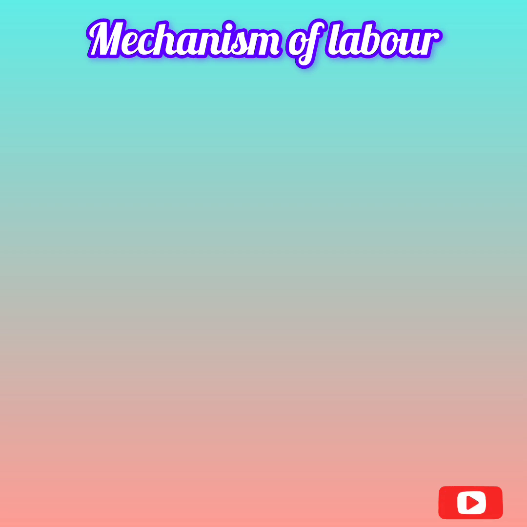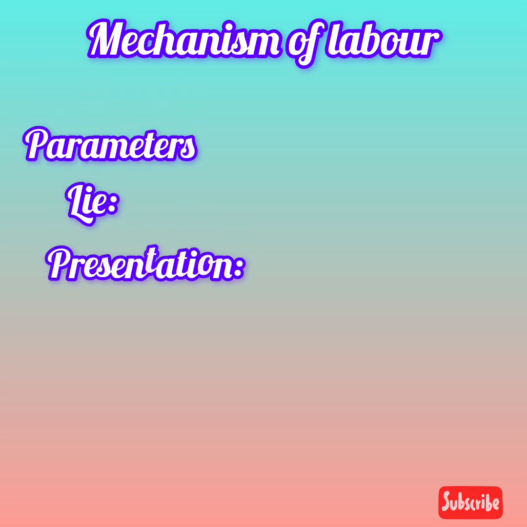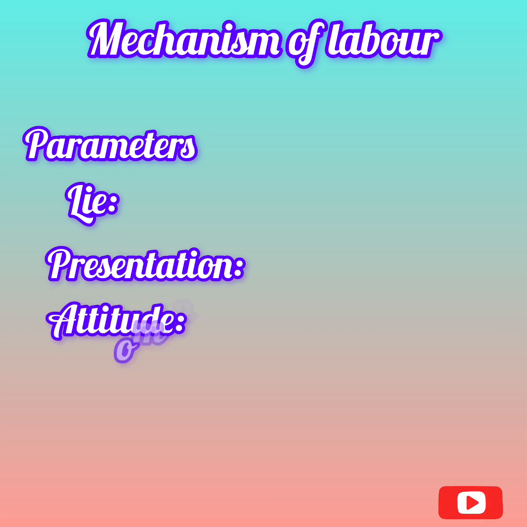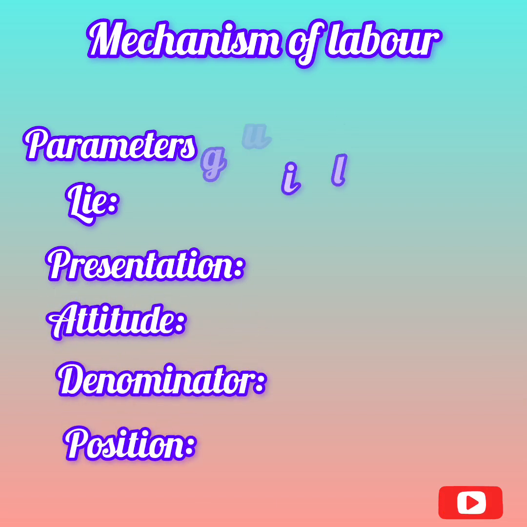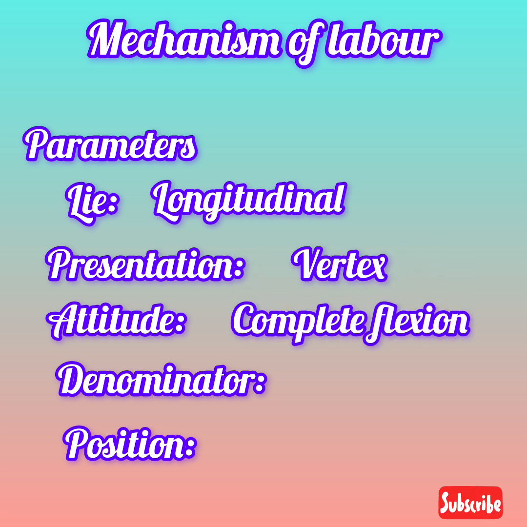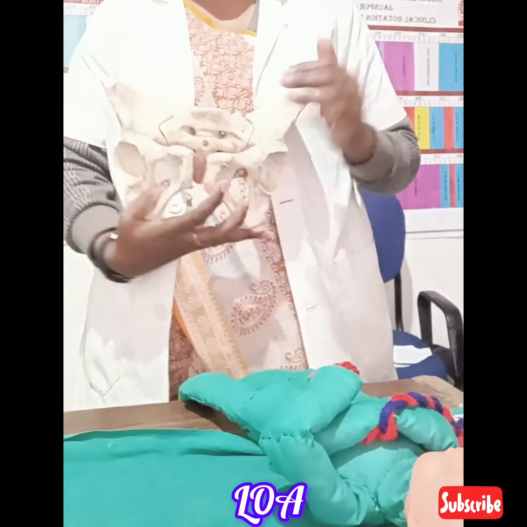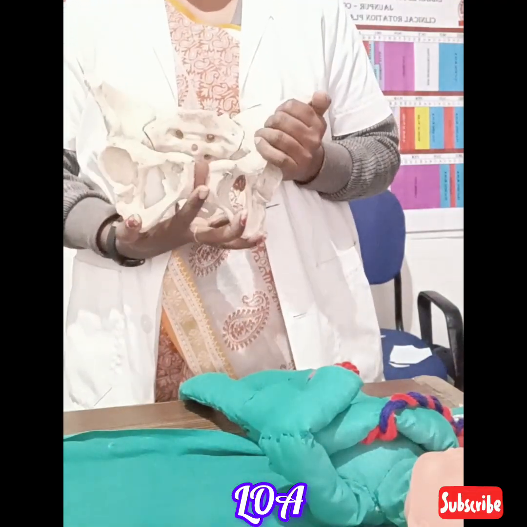Before starting the cardinal movements, we need to identify the parameters of the mechanism of labor. They are lie, presentation, attitude, denominator and position. Lie is longitudinal, presentation is vertex, attitude is complete flexion. For the vertex presentation, denominator is occiput, position right occipital anterior or left occipital anterior. The most common is left occipital anterior.